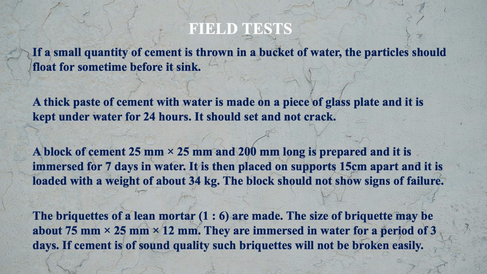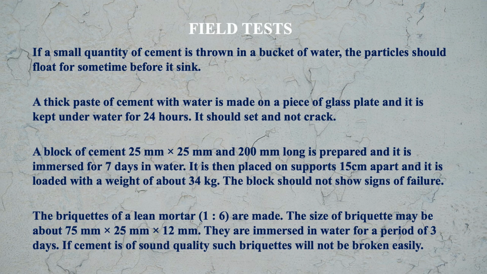Next, a block of cement 25 mm by 25 mm and 200 mm long is prepared and immersed for 7 days in water. It is then placed on supports 15 cm apart and loaded with a weight of about 30 kg. Then the block should not show any sign of failure.